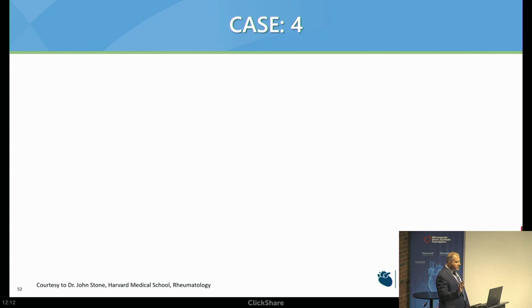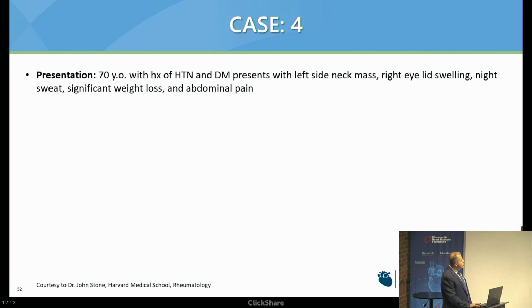So this is case 3. Now we're going to shift gears and talk about a completely different case that has similar presentation. This is a 70-year-old male with a history of hypertension and diabetes, who presented with a left neck mass. It was kind of painful, right eyelid swelling, night sweats, and abdominal pain again. Okay, so systemic complaints, but there is kind of a hint here. He's got a submandibular swelling and a swollen right eye.